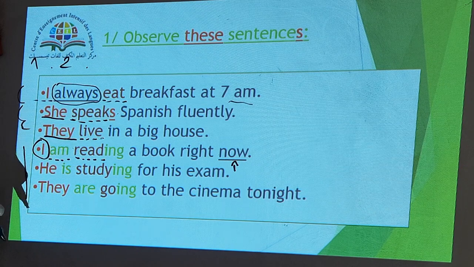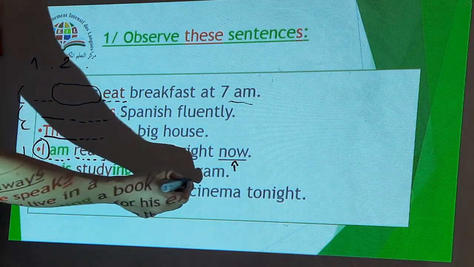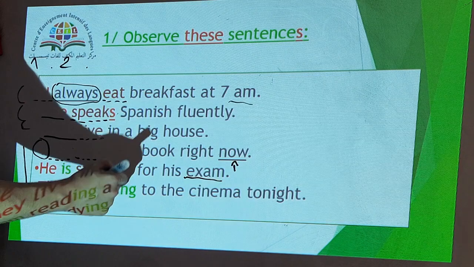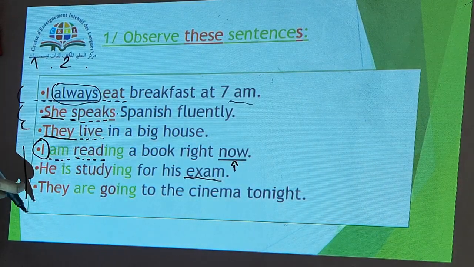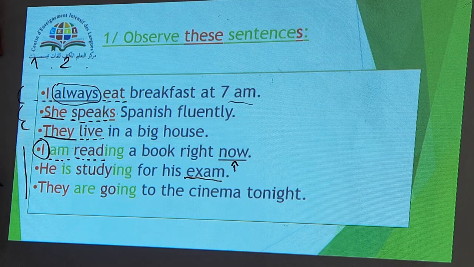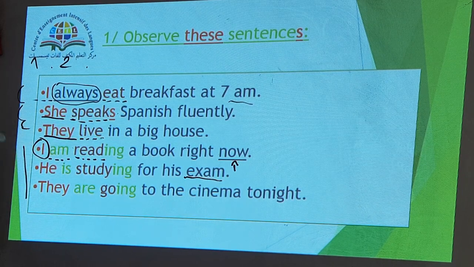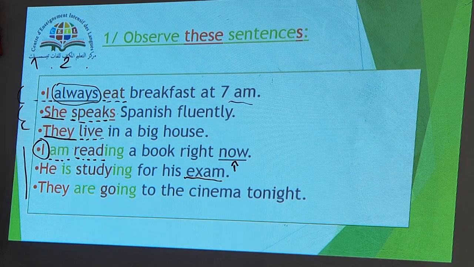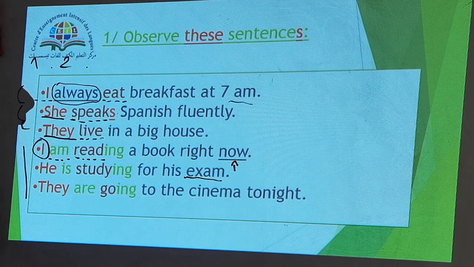He is studying for his exam. So without mentioning at the moment or now, we can recognize that this sentence is happening at the moment of speaking. Okay, if we say that he is preparing himself for the exam, this is a future planning. And this is the second function of the present continuous.